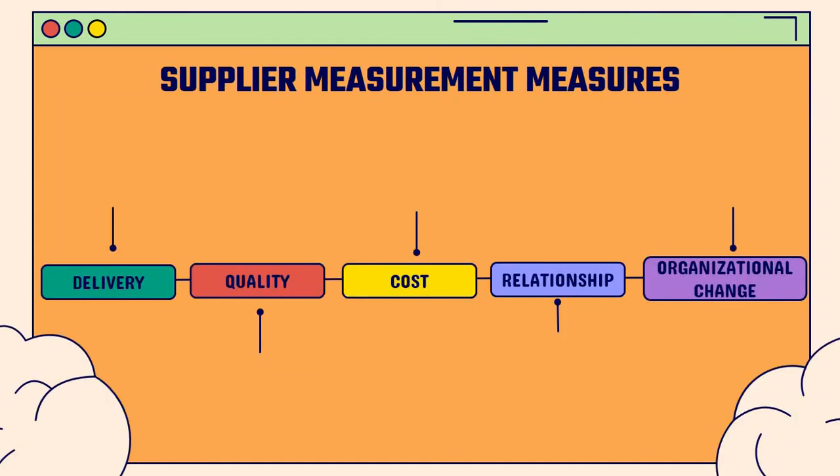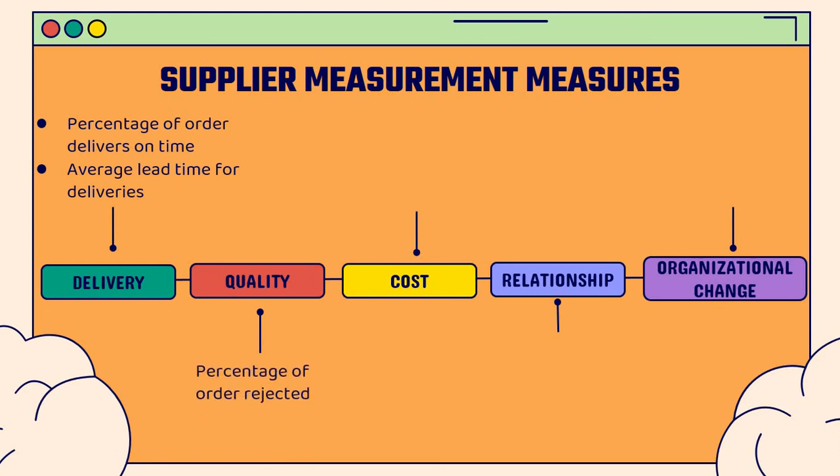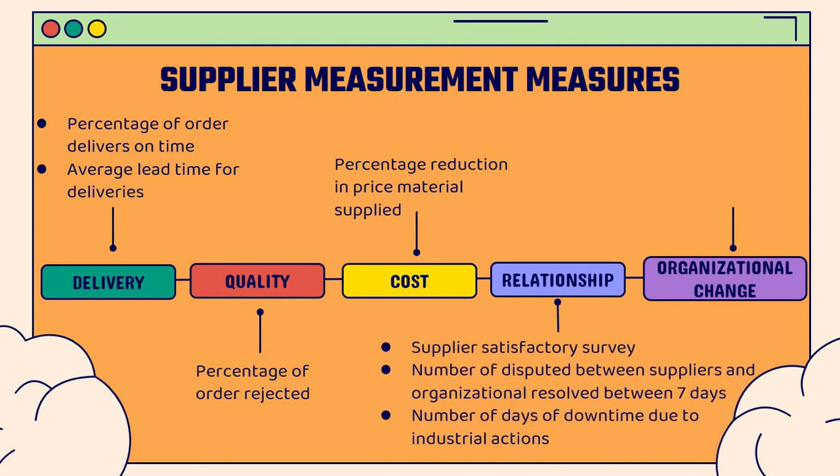Supplier performance can be measured with five criteria: delivery, quality, cost, organizational change, and relationship. Delivery can be measured by the percentage of orders delivered on time and average lead time for deliveries. Quality can be measured by analyzing the percentage of orders rejected or achievement of quality certification. Cost can be measured by the percentage reduction in price of material supply. The relationship criterion can be measured by making a supplier certification survey.